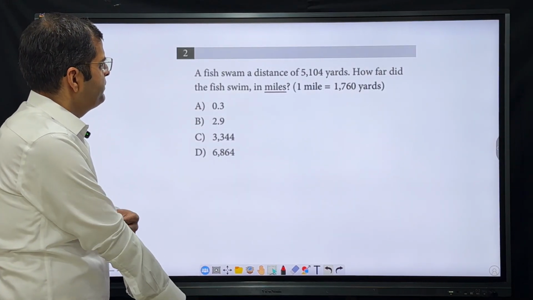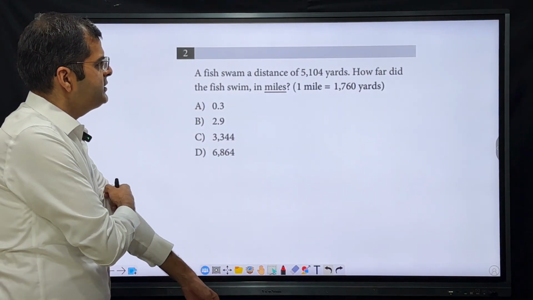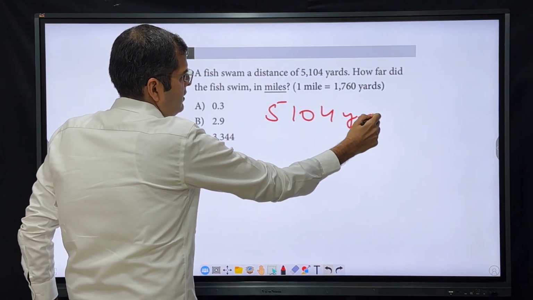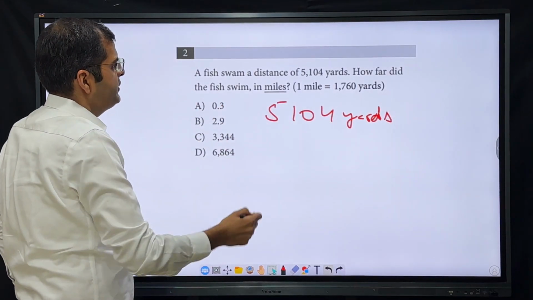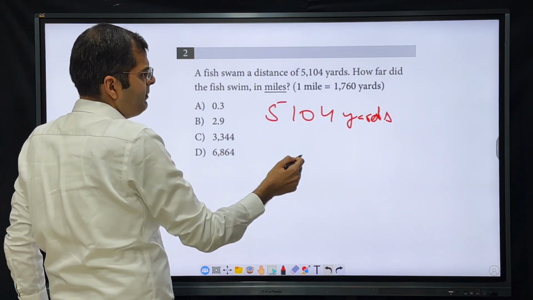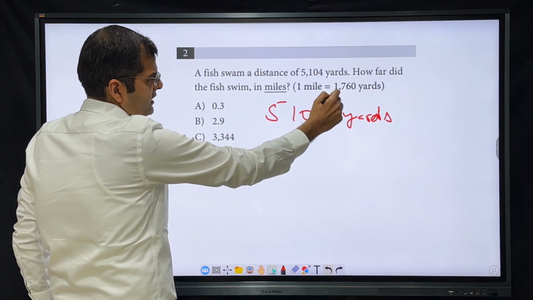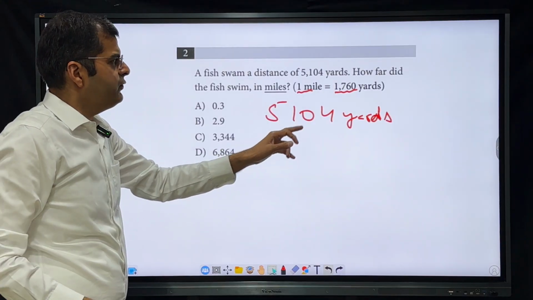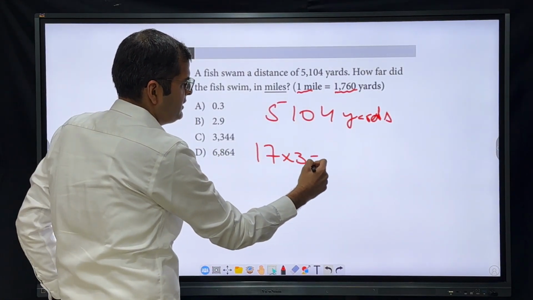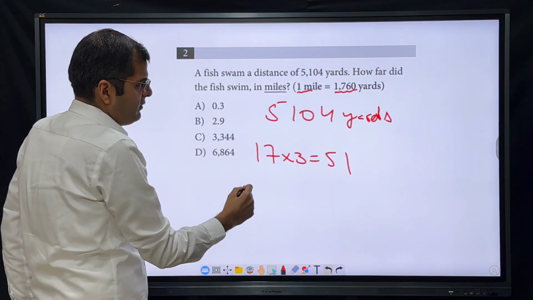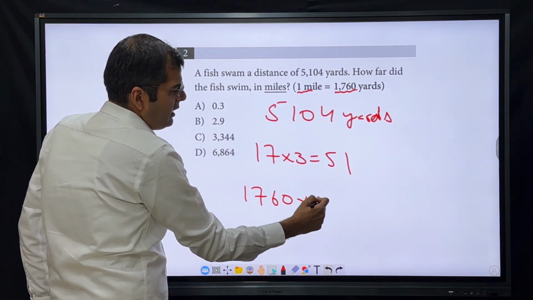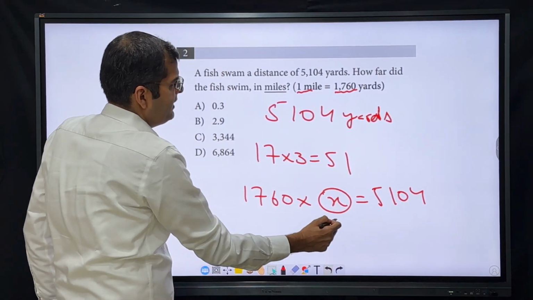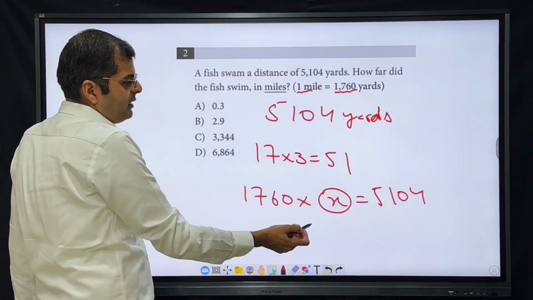Now the second question says a fish swam a distance of 5104 yards. How far did the fish swim in miles? 1 mile is 1760 yards. So 1760 yards is 1 mile. That means for 5104, we know that 17 times 3 is 51. So 1760 times x, around 3, is 5104. These many miles. Now what is x?